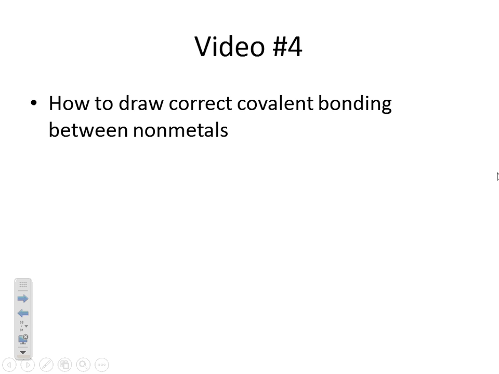Welcome, ladies and gentlemen. This is video number 4 in our bonding unit, and this video is going to be on how to draw covalent bonding. How do you draw covalent bonding between multiple nonmetals? So first up, you have to have your notes open to page 32 in the notes, please. And a periodic table would also be helpful because we're going to be talking about Lewis structures, about Lewis dot diagrams. So periodic table for the valence electrons.